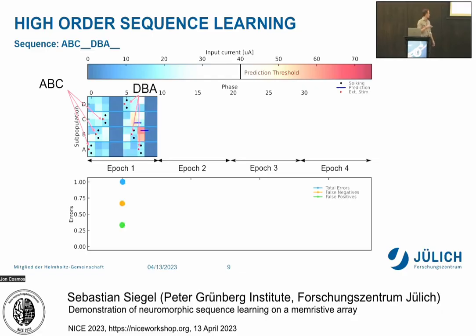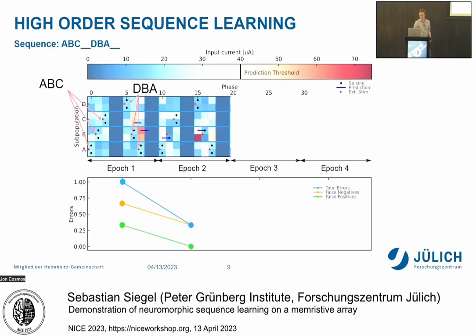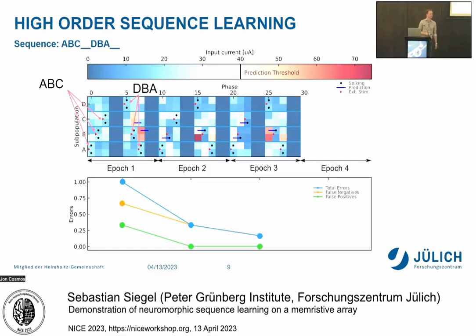Now when we apply the second subsequence DBA, you also see that an external stimulus will cause the whole subpopulation to spike. But here we already have some predictions. These are the blue bars. However, they are wrong. B predicts, in this case, a neuron in C, which is obviously wrong because after B, in this case, comes A. When we just show these sequences again to the network, what we see is that A already correctly predicts a neuron in B. And here, the spiking of D predicts a neuron in B. So that's already correct, but there are still some predictions missing.